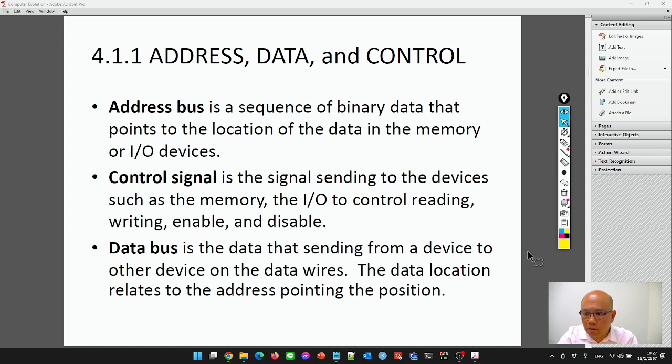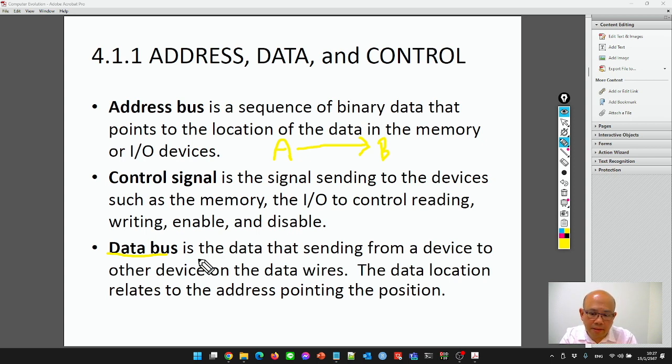What is the meaning of one directional? If I have device A and device B, and device A sends the data to device B, this is a one directional communication. And for the next, that is the data bus. The data bus represents the data.